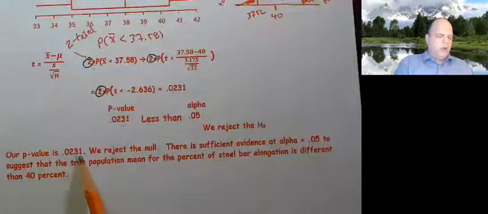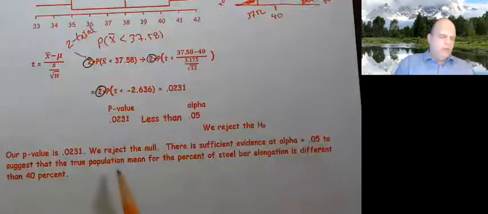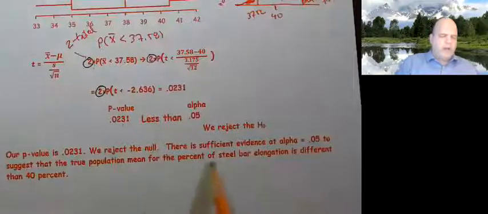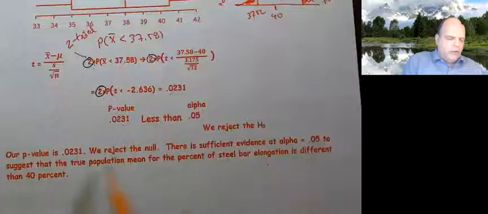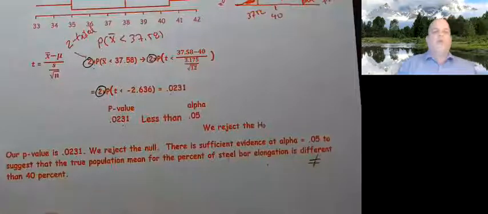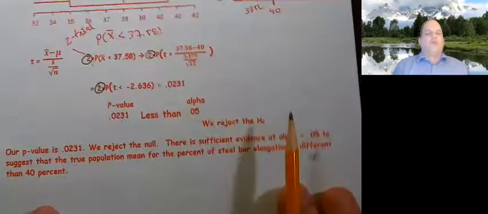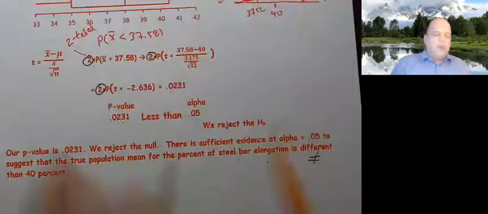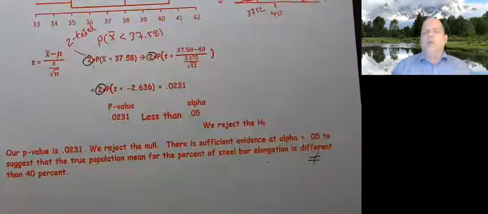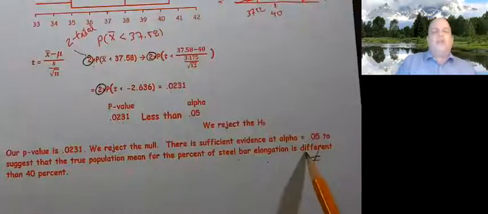Our p-value is 0.0231. We reject the null. There is sufficient evidence at alpha equal 0.05 to suggest that the true population mean for the percent of steel bar elongation, this is just rewriting the definition, is different because this is not equal to 40%. In other words, we didn't say whether it was greater than, we didn't say it was less than. Now we happen to know that it was less than that because of the test, but you always go with what the alternative statement was. You don't get to change it just because you learned something. So make sure that this must be consistent with the alternative. The alternative was not equal to, so we need to use the word different.